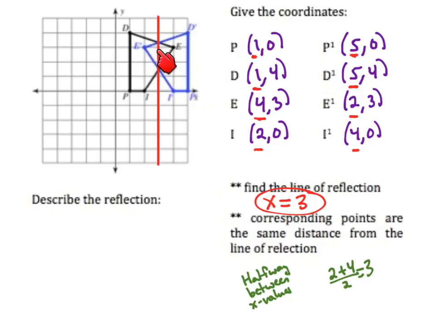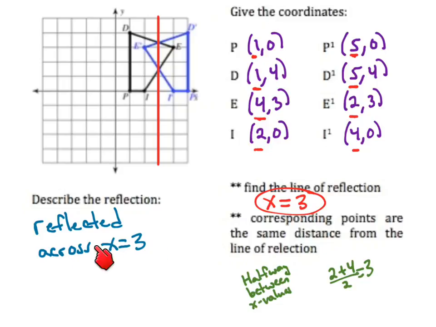So E to E sub 1, both of those are 1 unit away. D to the line is 2 units away, and the line to D sub 1 is 2 units away. And if we look back here, there's a difference of 4 units. But if we average these numbers out, we would find out that 3 is that line of reflection. All right, so if we describe the reflection, what do we have to say? It was reflected across the line of x equals 3, or just reflected across x equals 3.